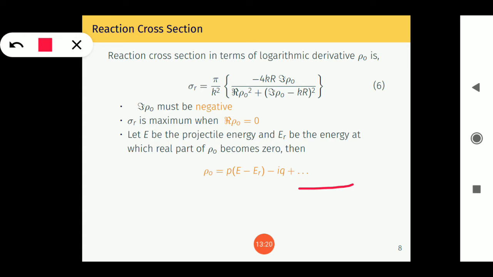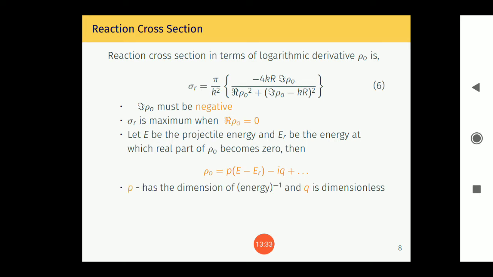That tells us P must have some dimension and Q must be dimensionless. Now, if you do the dimensional analysis, P must have the dimension of inverse energy, and Q must be a dimensionless quantity. So with all this information, one can neglect the higher orders of E minus ER because their contribution will be negligible. So neglecting that, rho naught can be written like this.